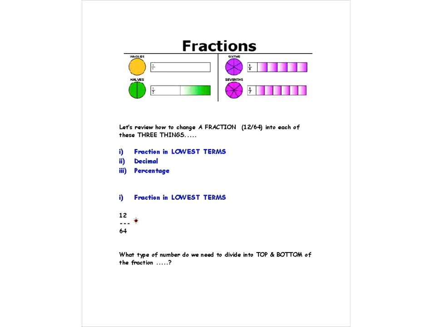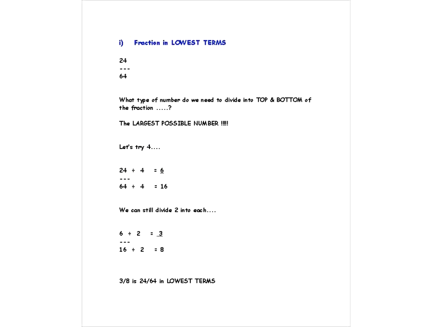So first we're going to change this fraction into a fraction in lowest terms. So what type of number do we need to divide into both the top and the bottom of this fraction if we're going to change it into a fraction in lowest terms? We're going to need to find a number that's the largest possible number, right? We want to find the largest number that divides into both 24 and 64.